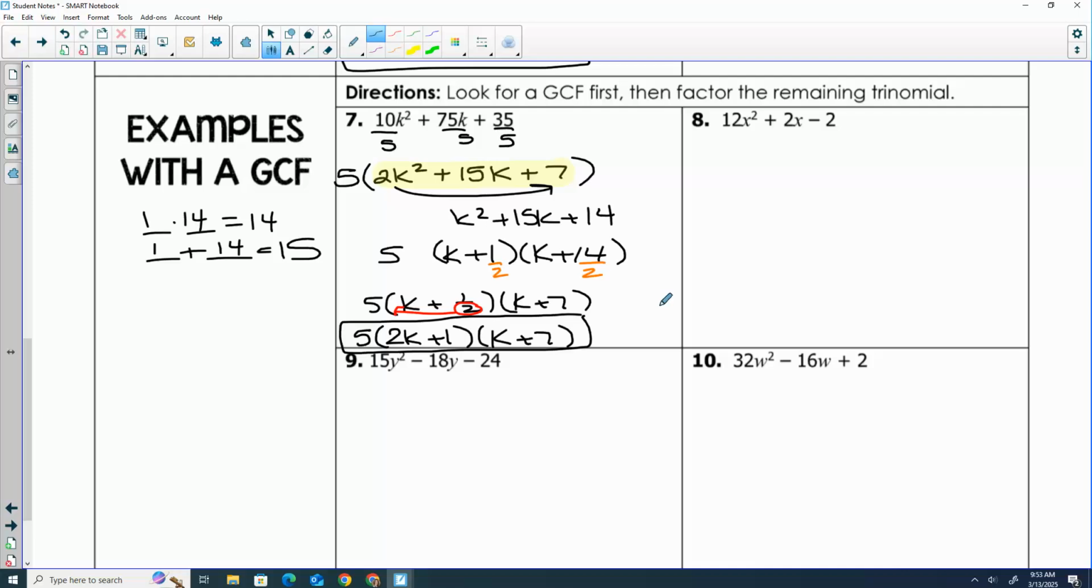Are there questions on that one? Try another one of those. Let's look at number 8 together. So what do you notice first? Everything can be divided by 2. So I'm going to take a 2 out. 12 divided by 2 is 6. 2 divided by 2 is just a 1x. 2 divided by 2 is 1.